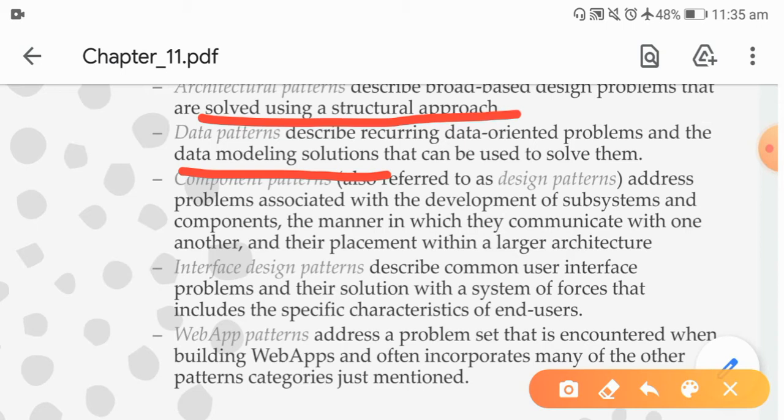And next one is the component patterns. So what are the component patterns? We will see. Component patterns, also referred to as design patterns, address problems associated with the development of a subsystem and components, the manner in which they communicate with one another, and their placement within a large architecture. If we take the example of an ATM machine, which is used by n number of people, it has a large architecture.